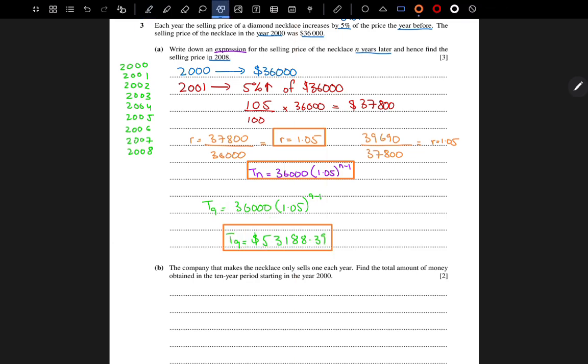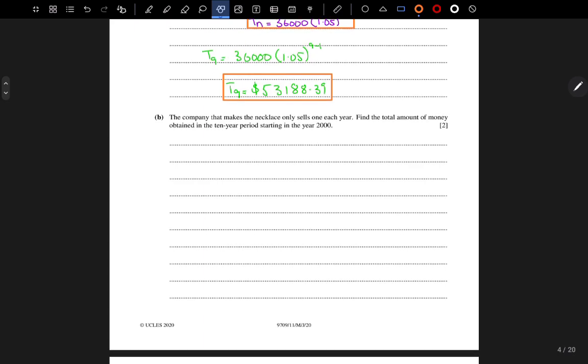This is the first part, and in the second part of the question, it is given that the company makes the necklace only sells once each year, and we have to find the total amount obtained in a 10-year period, including the year 2000. So this is a straightforward question.